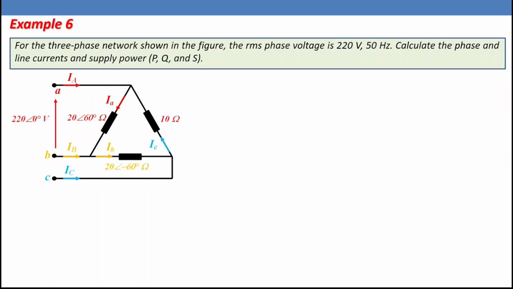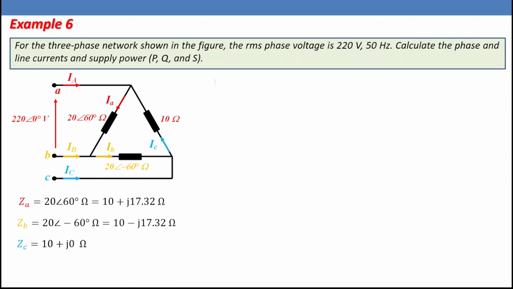So line voltage equals phase voltage in the delta connection. So we need to calculate the phase currents, line currents, and the supply power, P, Q, and S. If we look, the load is not symmetric, where ZA is not equal to ZB is not equal to ZC. We have the loads in polar form. For phase A, 20 angle 60 degrees, so we can convert it to rectangular form, and the same for phase B, and ZC is just a pure resistance 10 ohm.